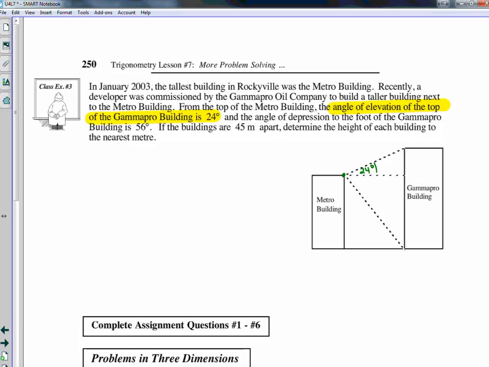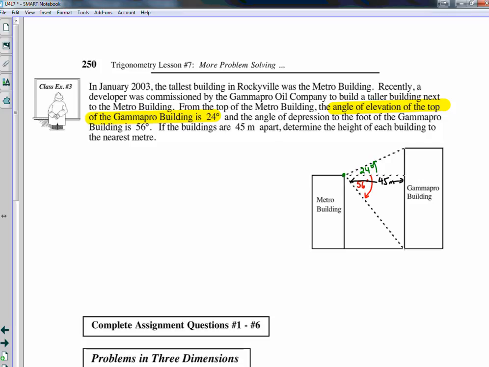It says the angle of depression to the bottom of the Gamma Pro is 56. Where's that going? This, right there, from a horizontal down. This was horizontal up. Okay? And they also tell us that the two buildings are 45 meters apart. Okay? That's 45. And what do they want? The height of each building.